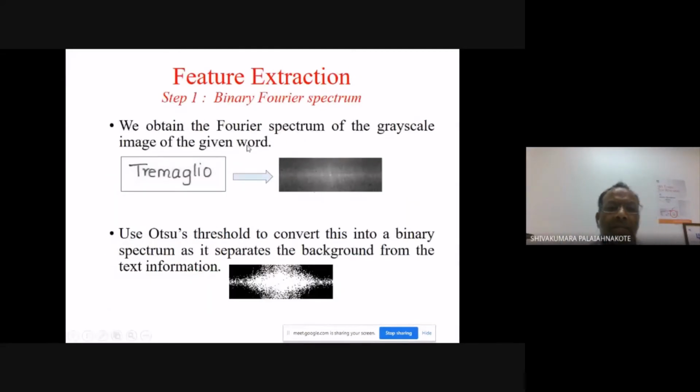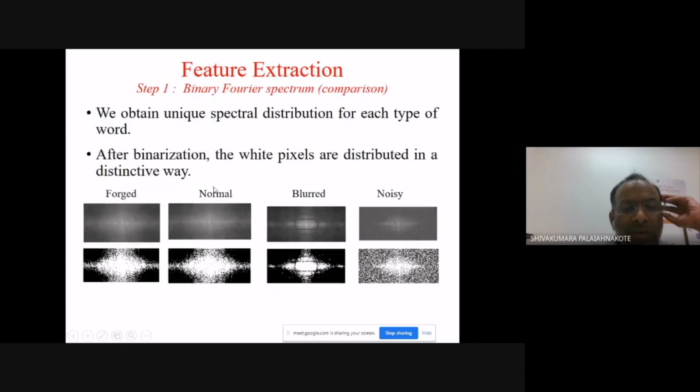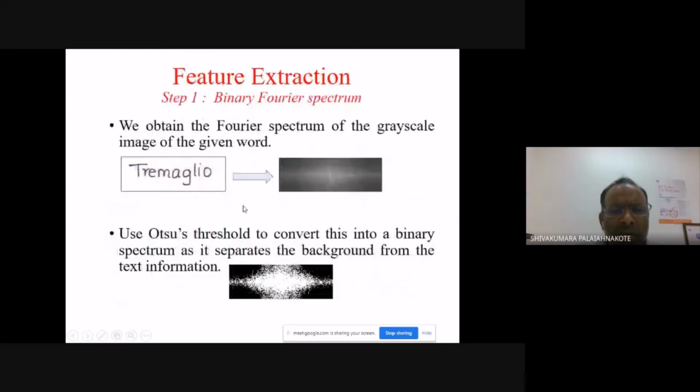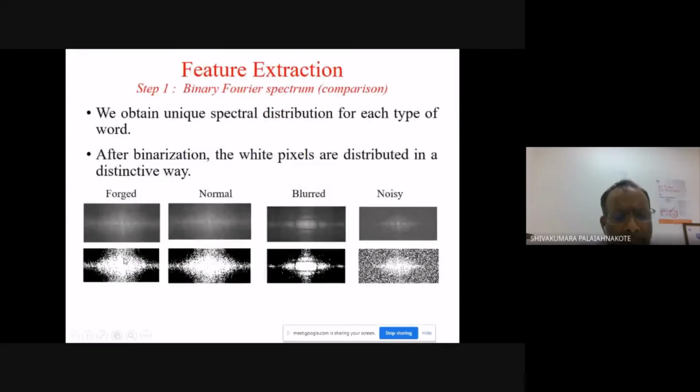Now we are trying to extract the features. How can we solve the problem? Again, we are trying to use a Fourier transform. From the Fourier transform we get a spectrum. Look at this as spectrum information. Of course, we binarize using Otsu threshold. These are all inbuilt functions, you just use them. Look at this one. We have considered the same four images. These are the four images. Now look at this: forged, look at this shape. For noise, a totally different shape. Blur, actually a different shape.